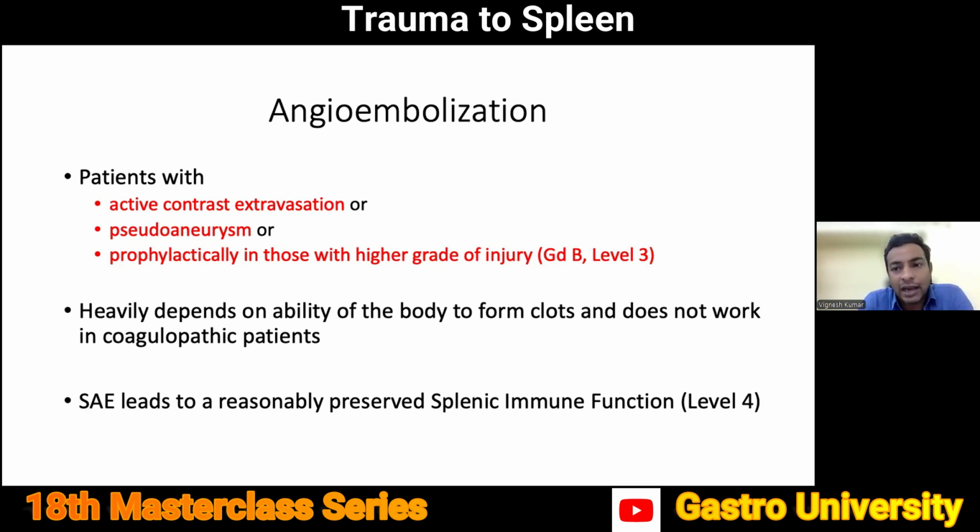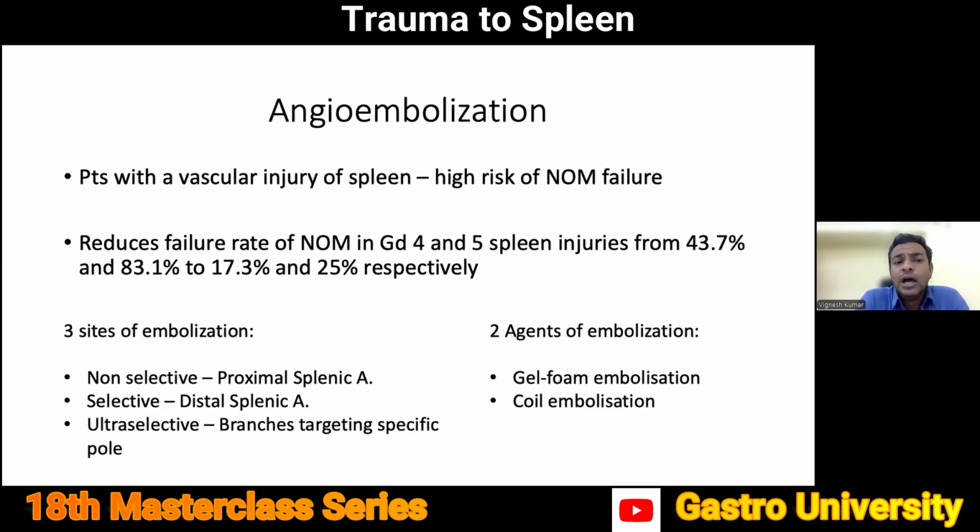And a splenic artery angioembolization leads to reasonably preserved splenic immune function. That is something that we should also know. So, like I've already mentioned, patients with vascular injuries are at very high risk of failure of non-operative management, and angioembolization is of great help in these patients. They reduce the failure rates in grade 4 and grade 5 injuries drastically.